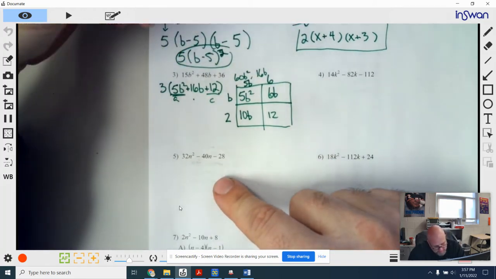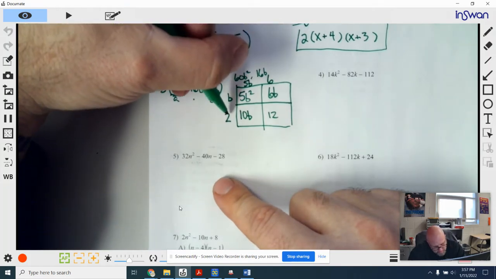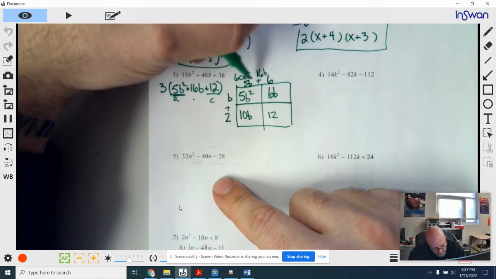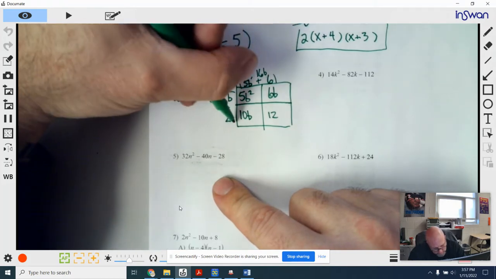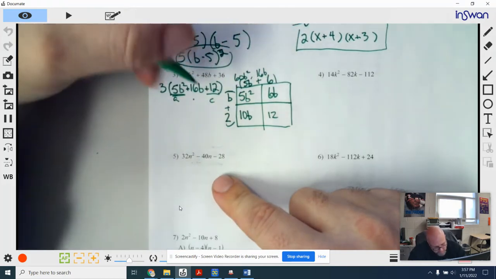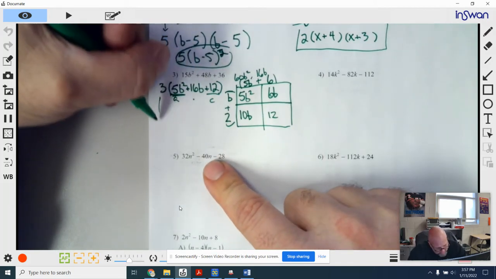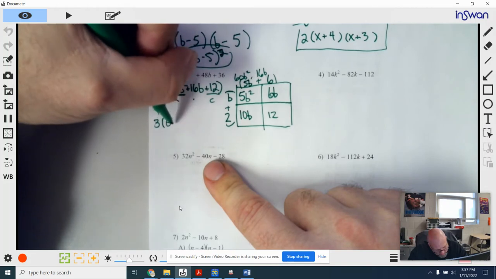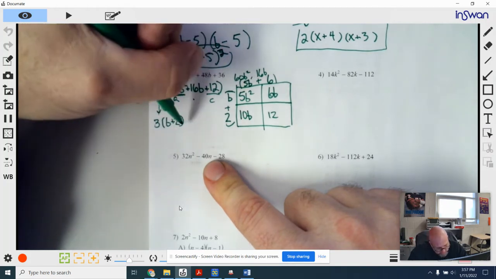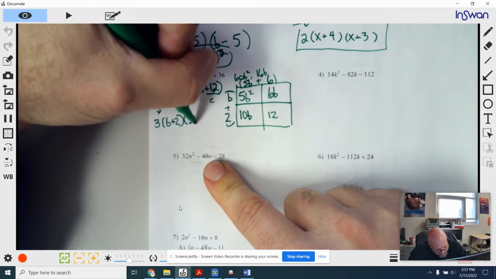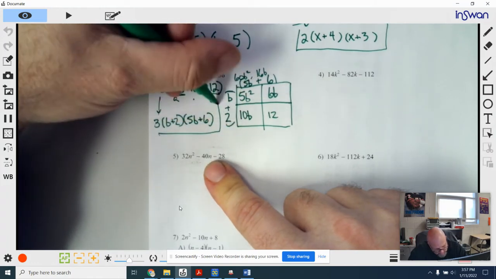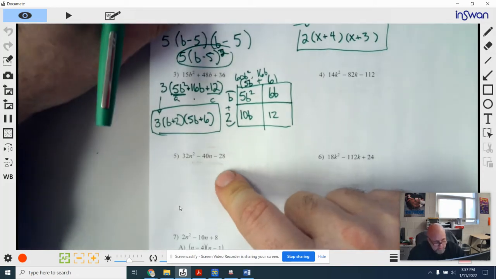So now I piece it all back together. And remember, if you pull it out, there's no sign in front. That's technically a plus. Okay, so these are my resulting parentheses. When I piece it all back together, that 3 needs to remain. And then I take one of the parentheses, say b plus 2. Take the other one. It really doesn't matter what order you put it in. 5b plus 6. And that is our final answer for number 3.